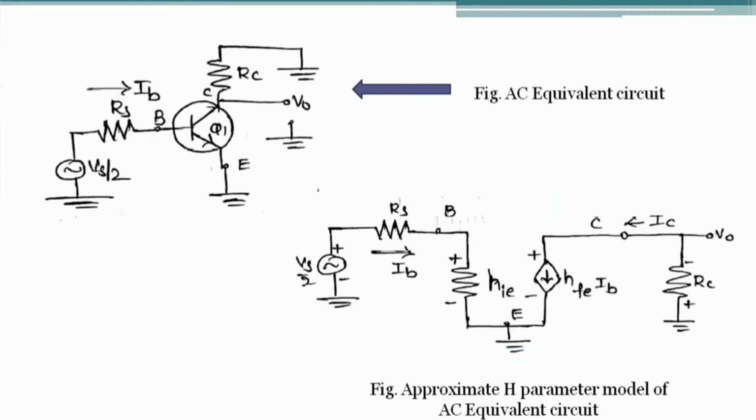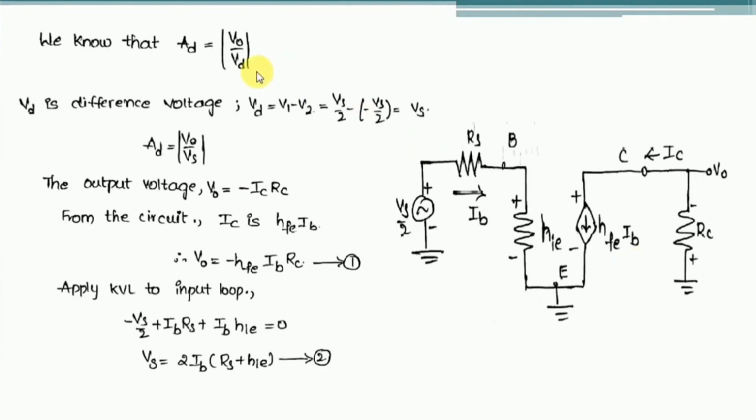So before finding out what the differential mode gain is, we have to discuss what the differential mode gain is. We know that the gain is nothing but output by input. If you are calculating the voltage, then the gain is output voltage by input voltage. Now what is the differential mode gain? Differential mode gain is nothing but output voltage by the difference of input voltage. Okay, so that is the definition of differential mode gain. So finally here Ad is V naught by Vd, and we know this Vd is nothing but the difference voltage, that is V1 minus V2.